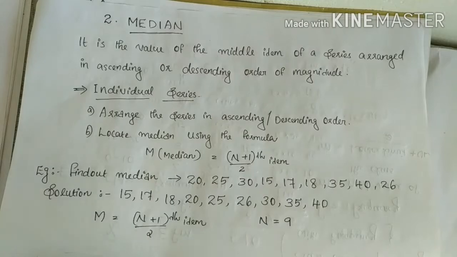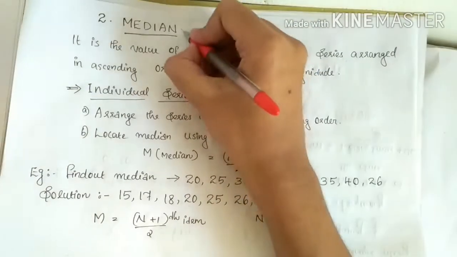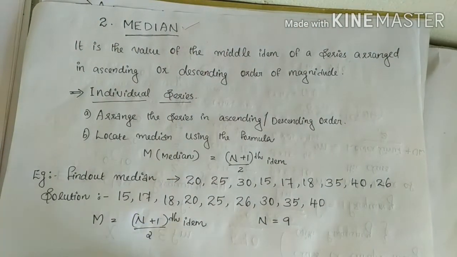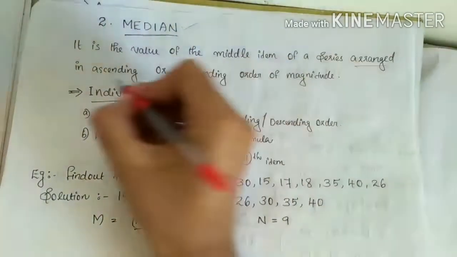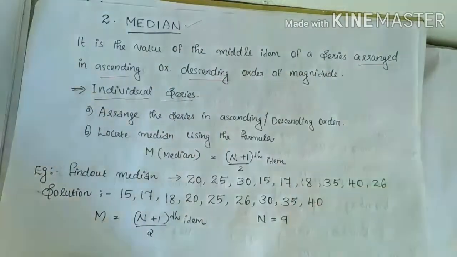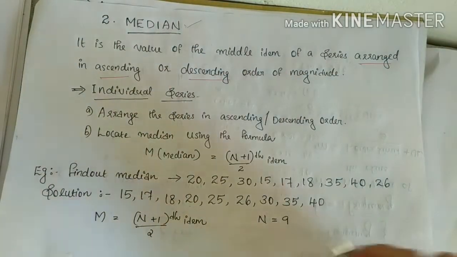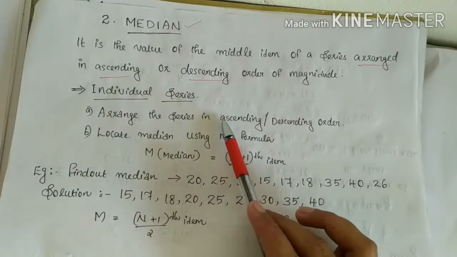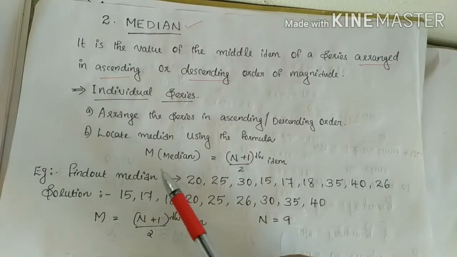So the arithmetic mean is over. The next measure of central tendency is median. Median is the value of the middle item of a series arranged in ascending or descending order of magnitude. The median is also found out in three series: individual series, discrete series, and continuous series.